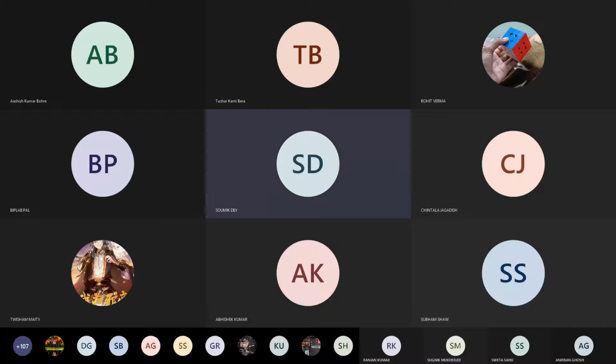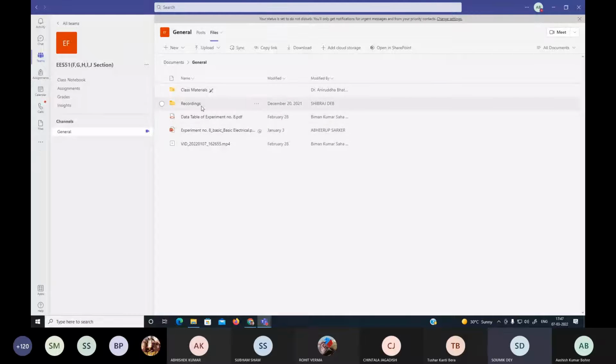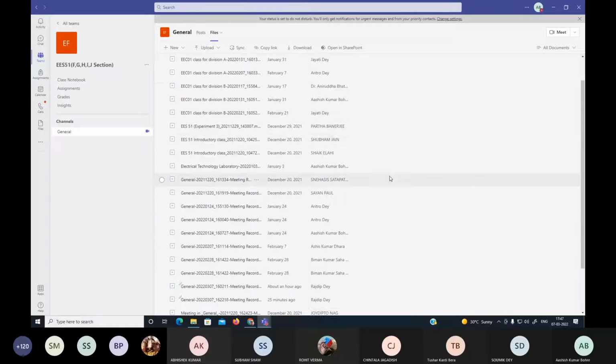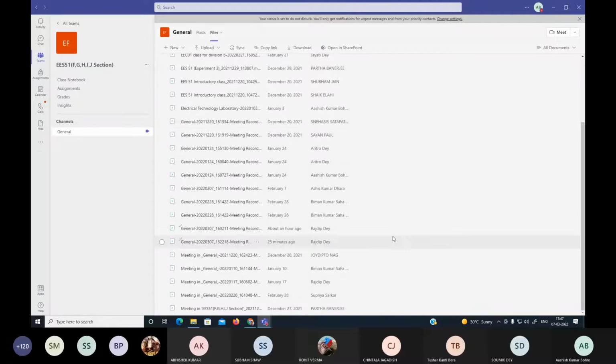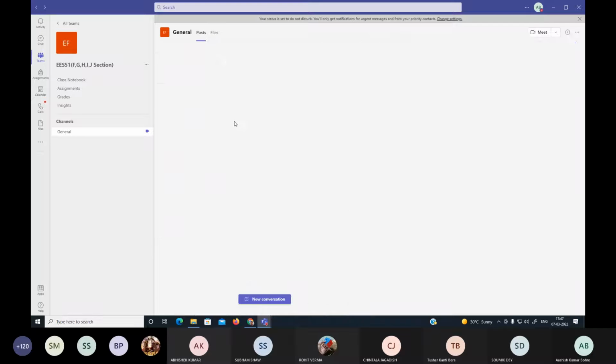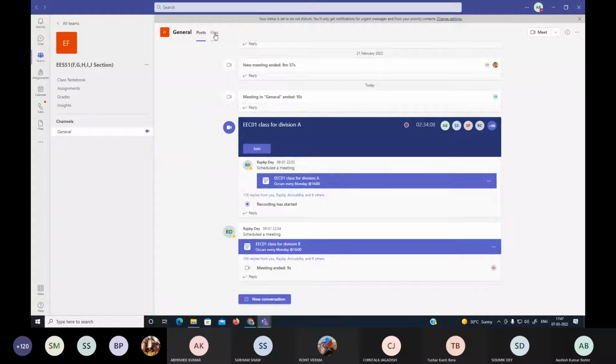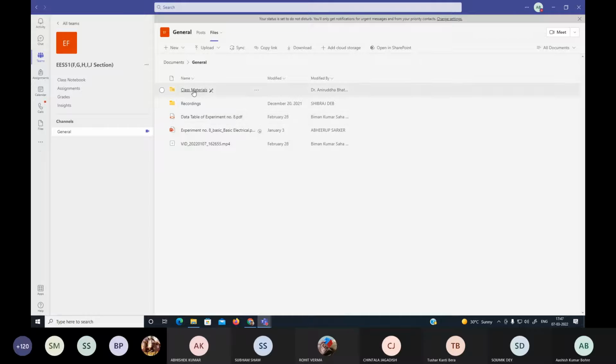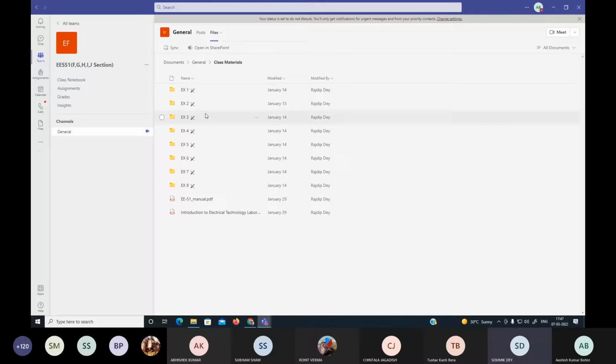In the file section, it is mentioned class meeting, and under the class meeting there are experiments 1 to 8. You see, I'm showing. Tushar sir, is it visible or not? Yeah, it's visible. You can see all the recordings, experiment wise. I will show you the other file also, with the different experiments, 1, 2, 3, 4, 5.